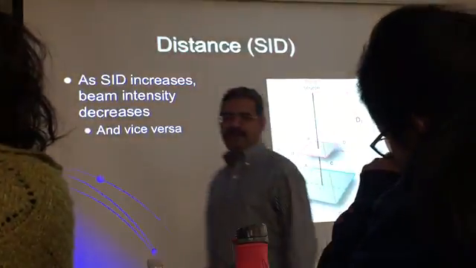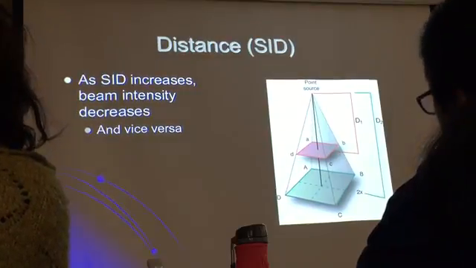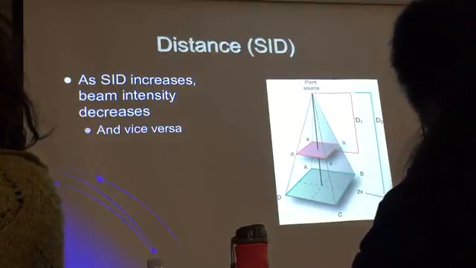As ID increases, beam intensity will decrease, okay? And vice versa. And we look at this many times. This is the inverse square law, right?